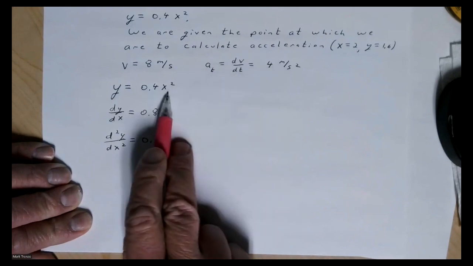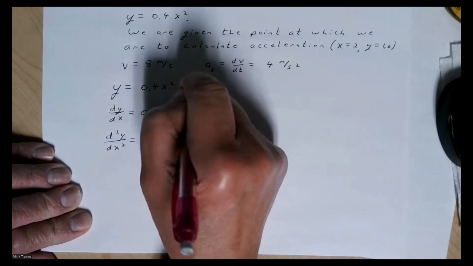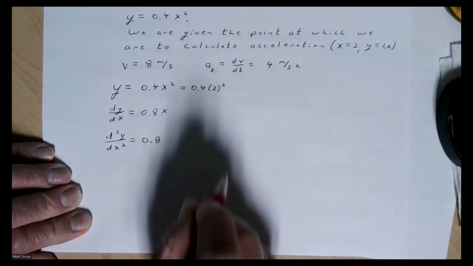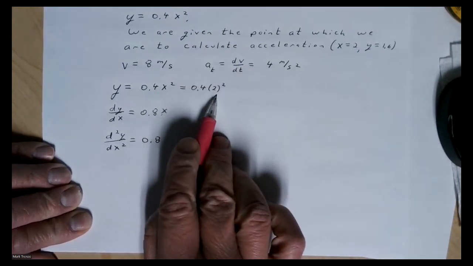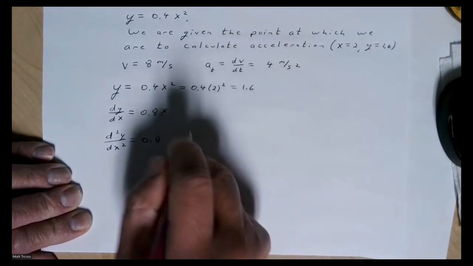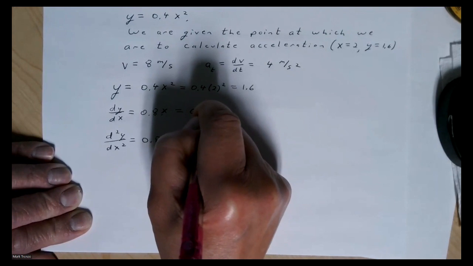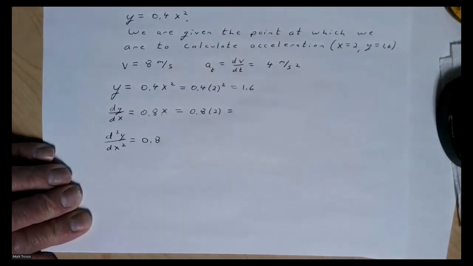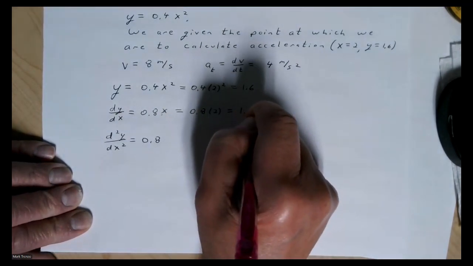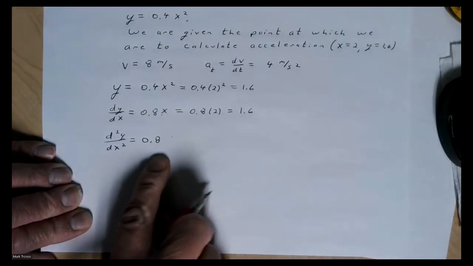Now, actually, if we put 2 in here, we already know what the answer is going to be because we're given that 1.6. But let's just check that. 2 squared. That's going to be 0.4 times 4, which is 1.6. That one was given. Now over here, if we put in 2 for x, as it turns out, that's also 1.6, just happens to be. And of course, this one is just 0.8 no matter what x we put in.